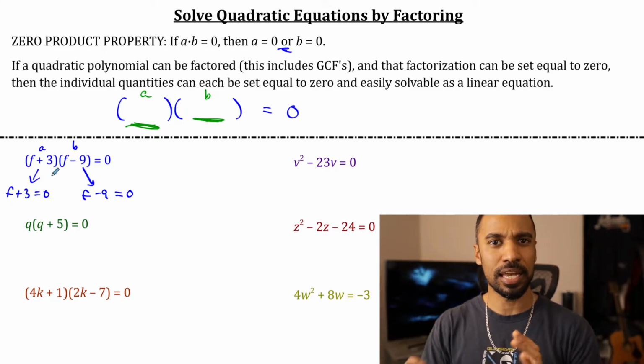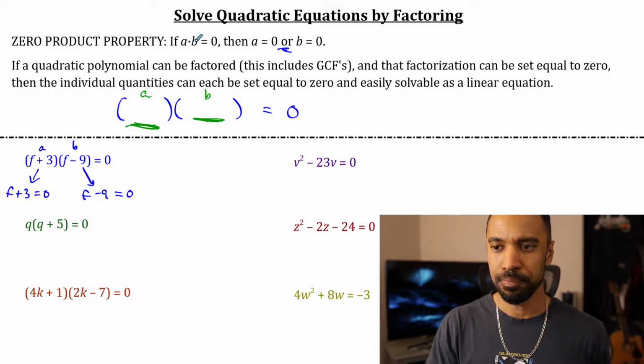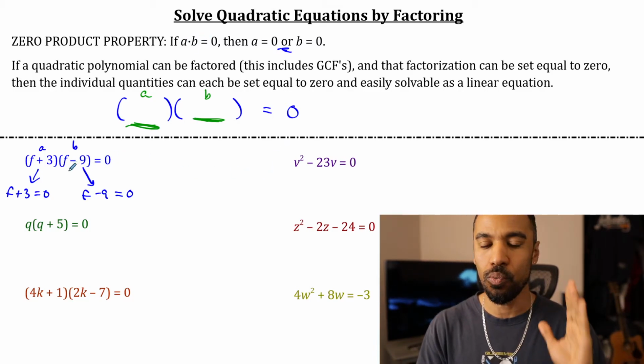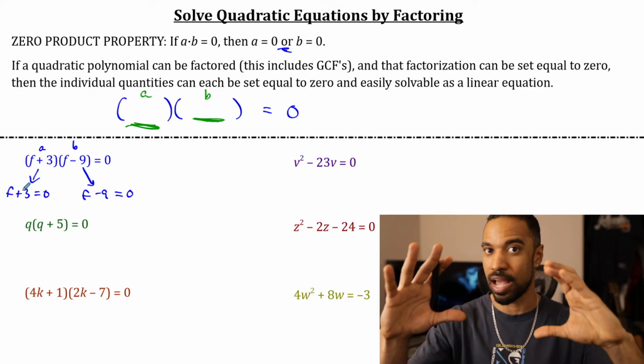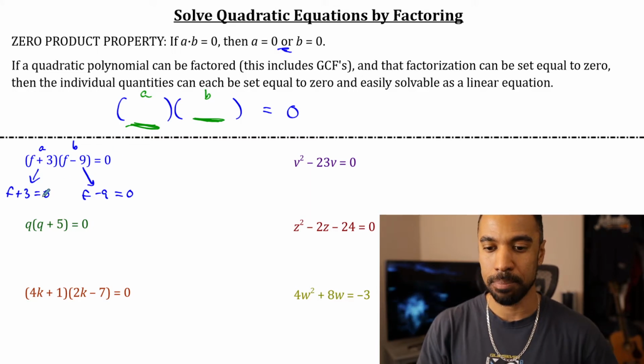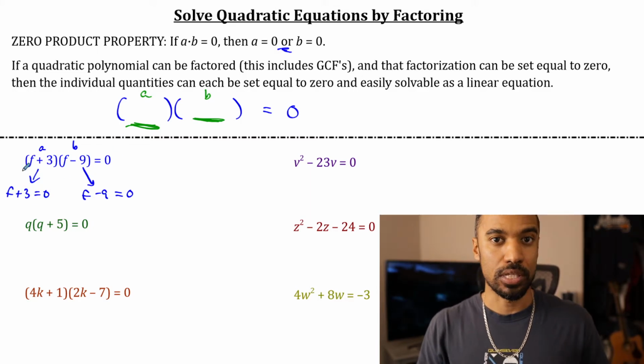But see how we split that up? We're using this property, the idea that two things are multiplying to be 0, and for this to be true, one of the quantities, not f, one of the quantities has to equal 0. Absolutely. So what's f going to be?